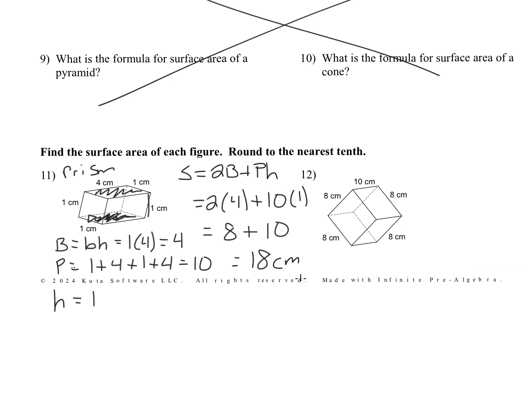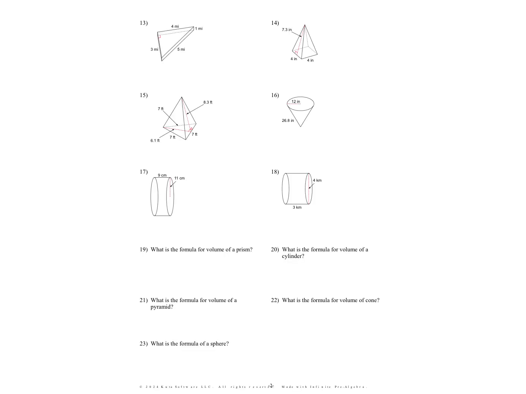Centimeters squared. Why is it squared? Because it's surface area. It's squared because it is surface area. Okay, all right, go flip your page to number 13.